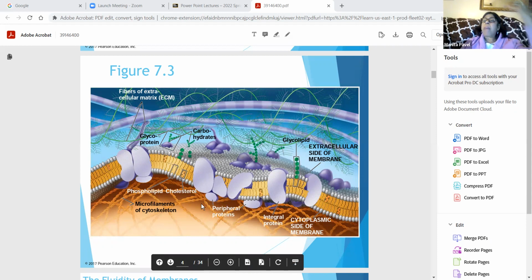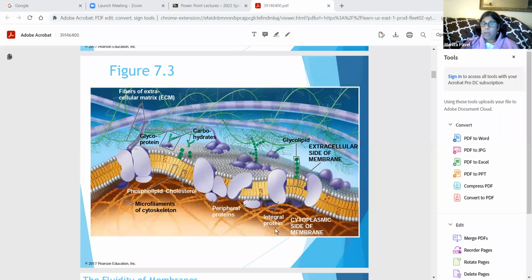Periphery comes from the word boundary. So peripheral proteins are always towards the cytoplasmic side of the plasma membrane, and they are towards the hydrophilic heads. Then you have the other proteins that are embedded within the bilayer, and these are called integral proteins, or also referred to as integrins.